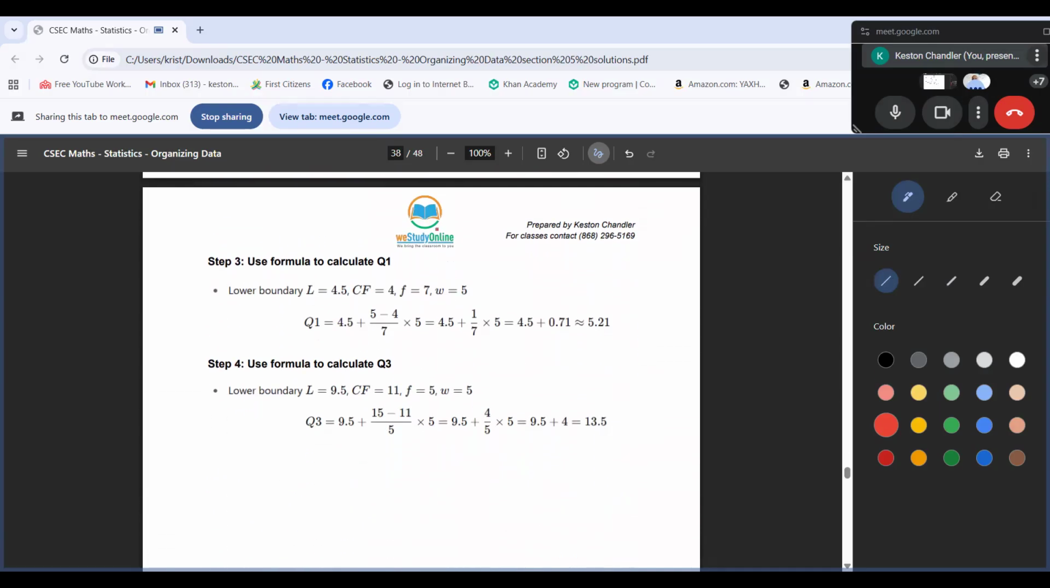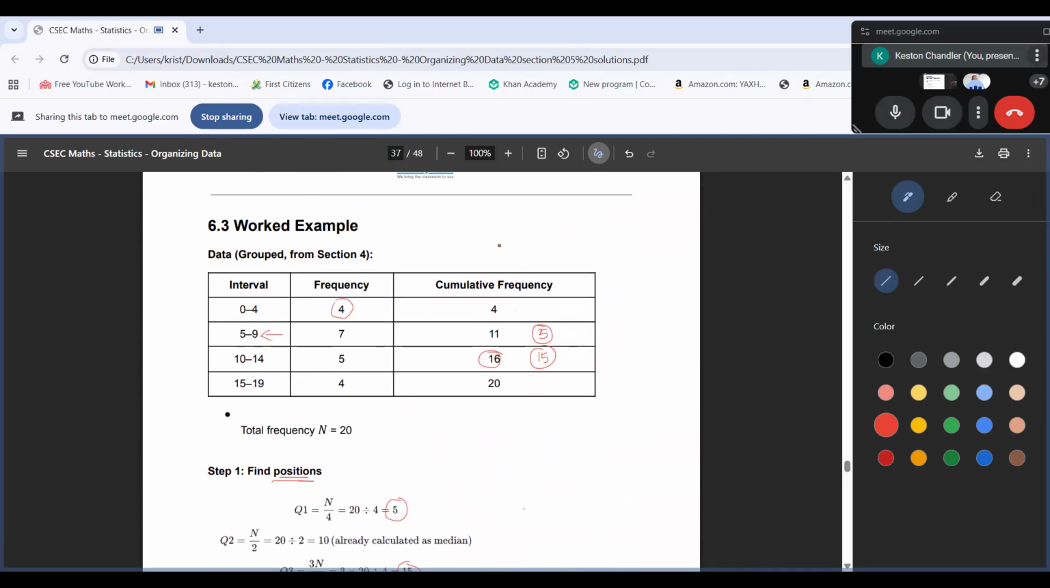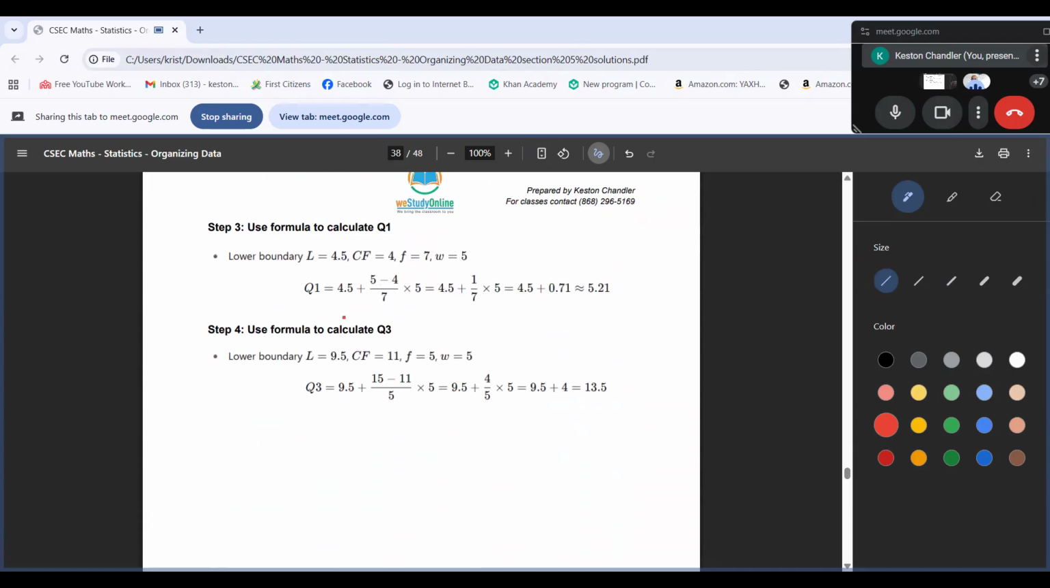So for my Q1 value, the lower boundary would have been 4.5, right? Because we're looking at the class 5 to 9. The cumulative frequency of the class before that was actually 4. We saw that here. This is the cumulative frequency of the class before. The frequency of the current class is 7, and my class width is 5. That's where we're obtaining the values from. So my formula, L plus, where L is my lower class boundary, right?